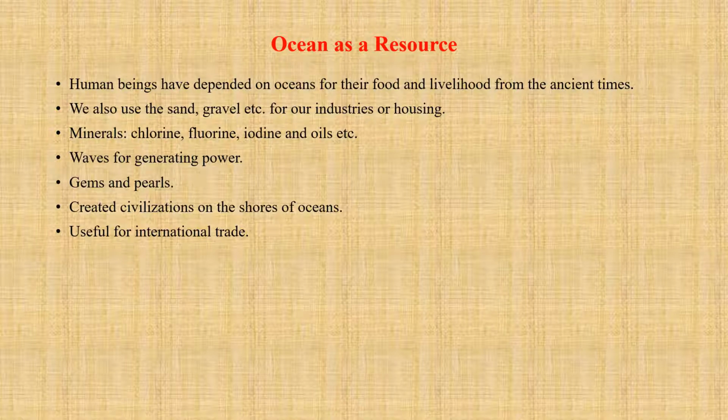So with this we have learnt about hydrosphere.